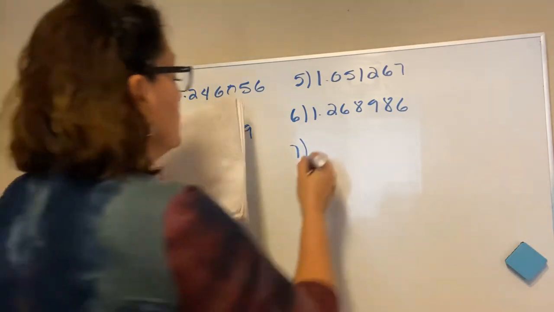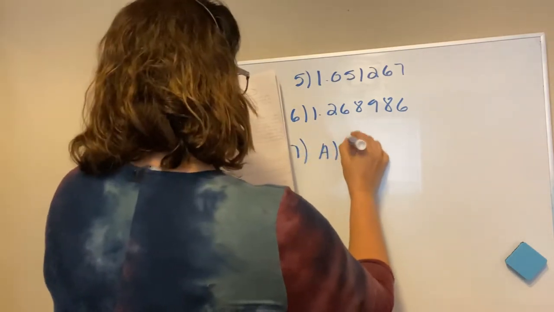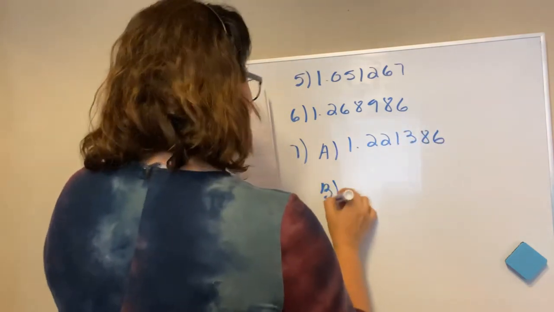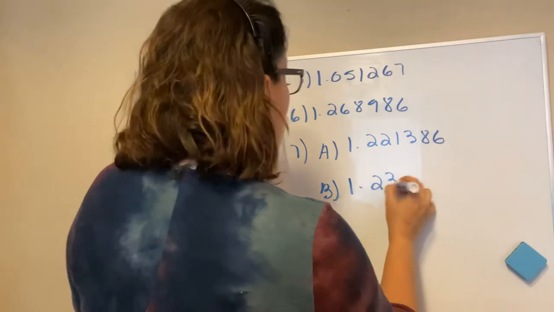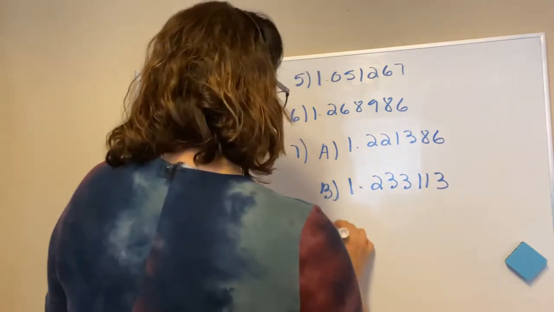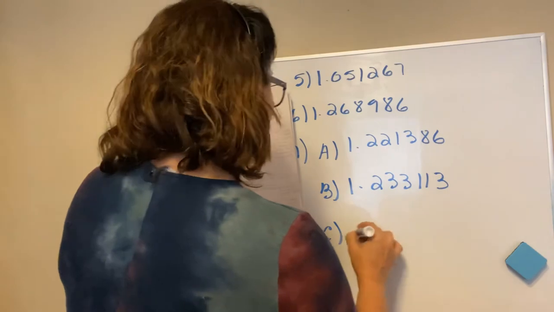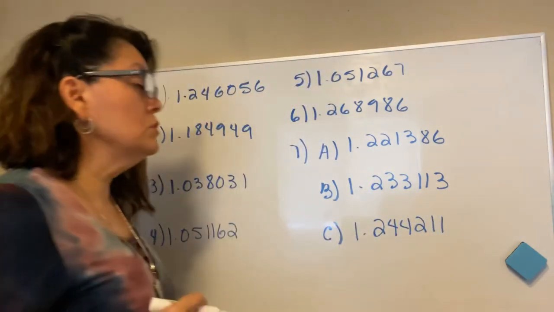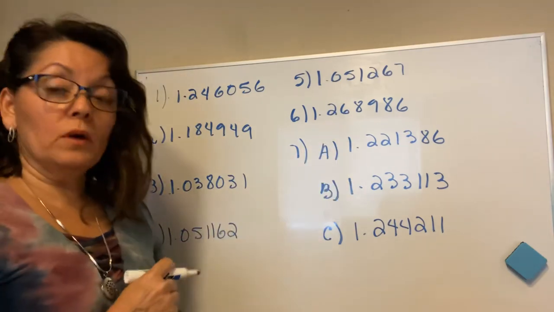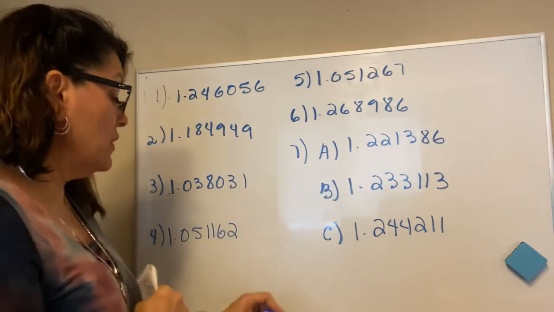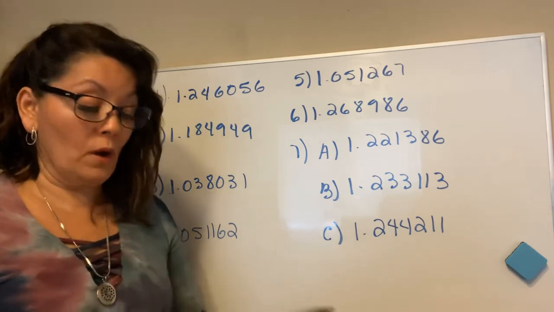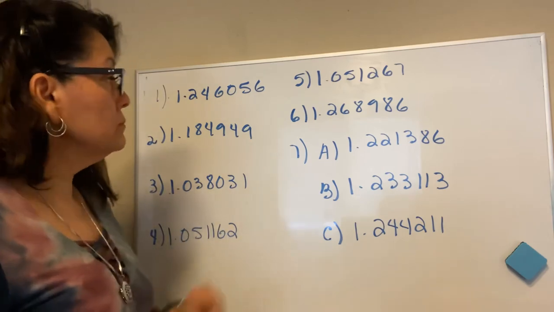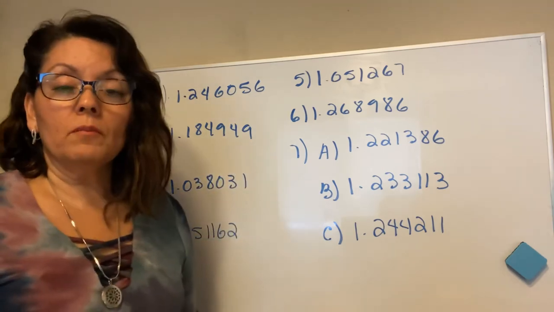So scenario A is 1.221386. Scenario B, 1.233113, and scenario C, 1.244211. And you're going to tell me which one of these investments makes more interest earned. Okay, so that's all. That's the information that you need from the table.